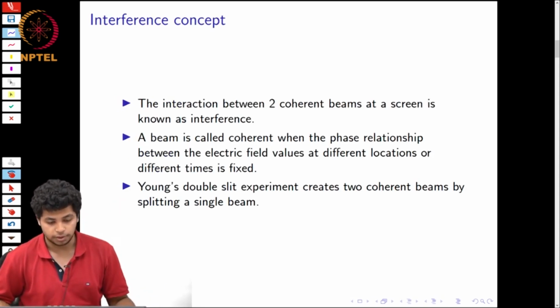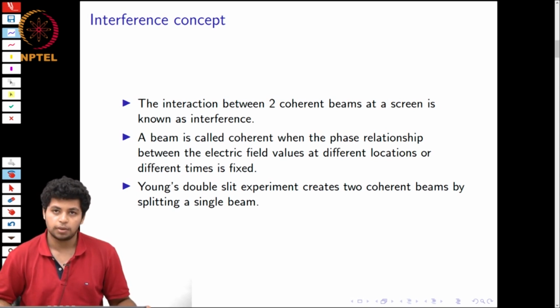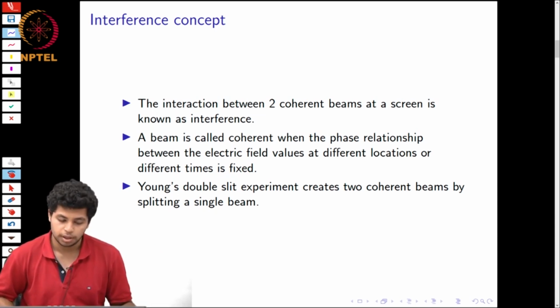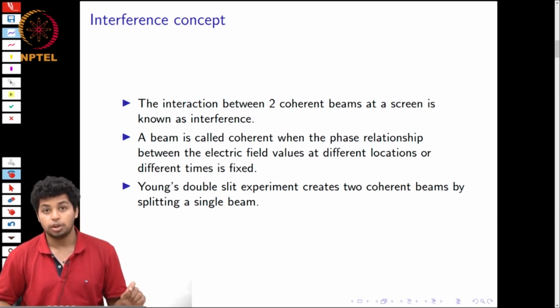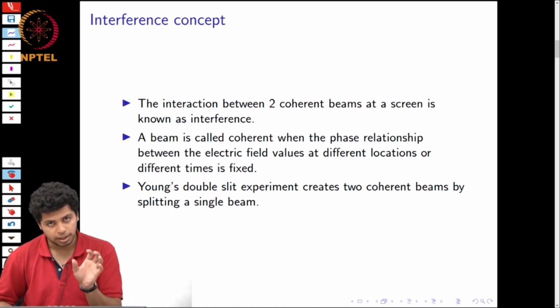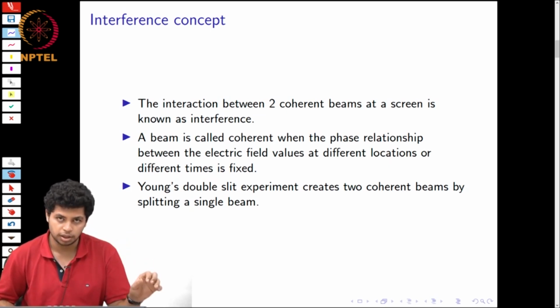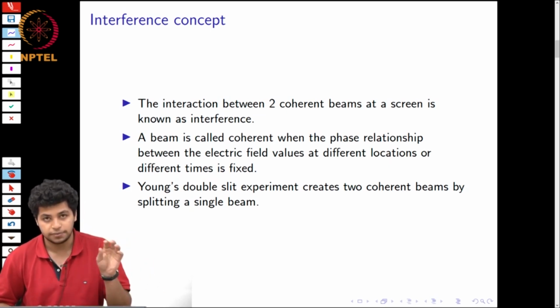The concept of interference is fairly simple. The interaction of two coherent beams at a screen is called an interference. Now, what does this mean? A beam is called coherent when the phase relationship between the electric fields at different values of location or different values of time is fixed.